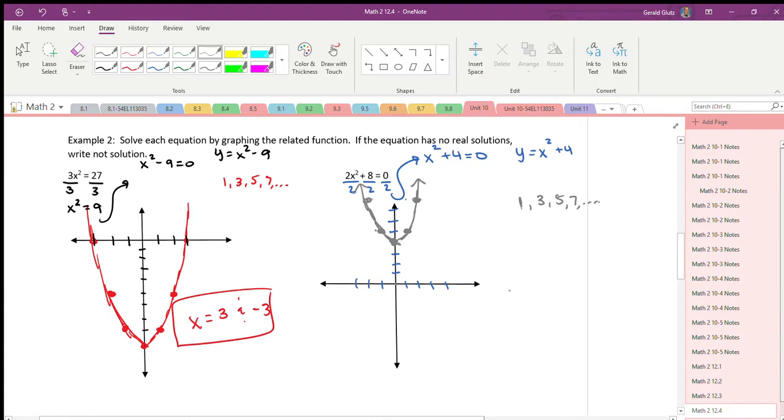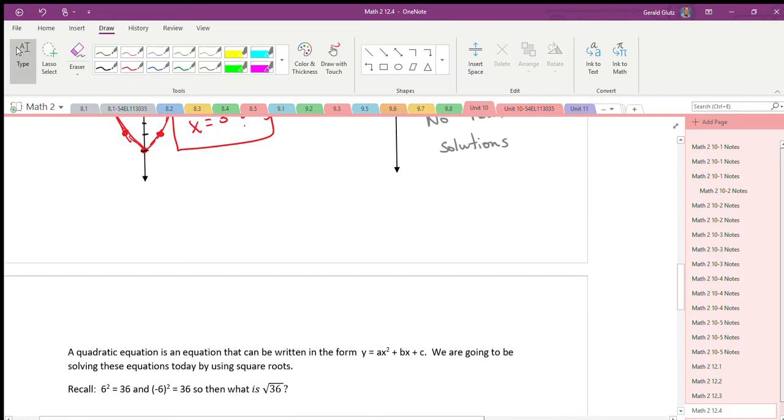So where are the x-intercepts on this graph? Well, there are no x-intercepts, so that means there's no roots. So no real solutions. The reason we write no real solutions is because there's such thing as imaginary numbers, which we're going to talk about next unit. So that's why I write no real solutions, because they're actually imaginary solutions. All right, so moving on to the next page.